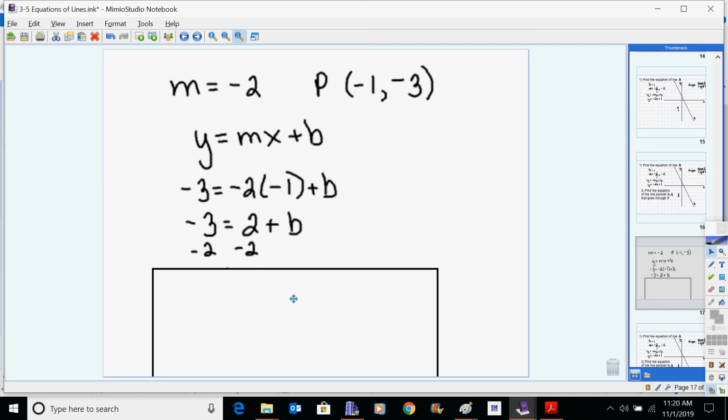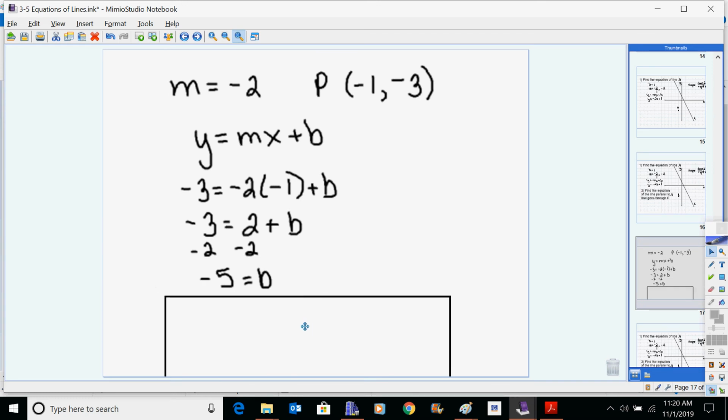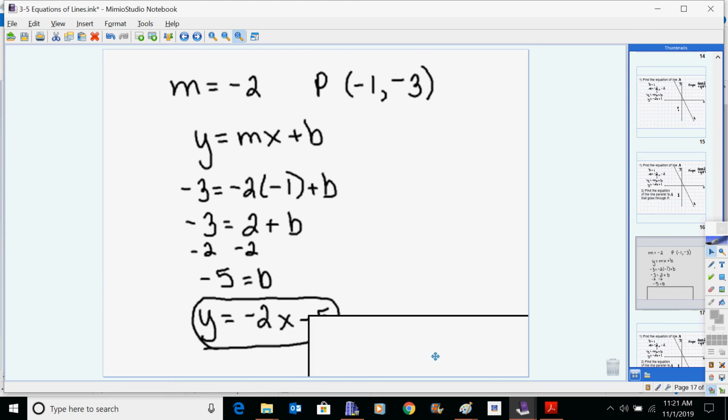Subtract 2, and that gives you negative 5. Good. I was hoping to hear the right answer on that one. So negative 3 minus 2 is negative 5. So our equation then is just y equals negative 2x minus 5.